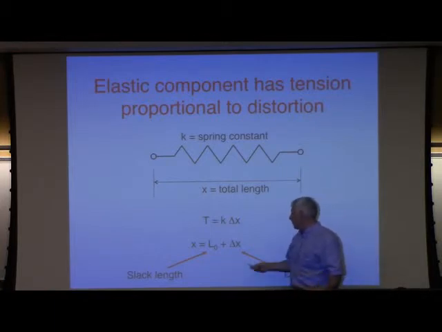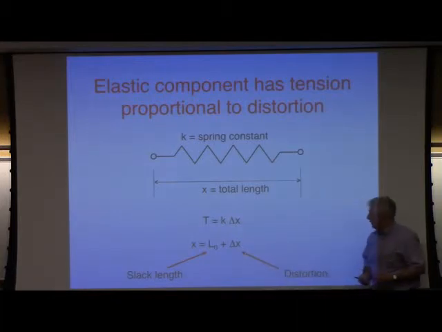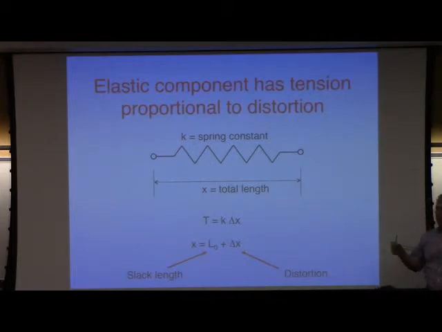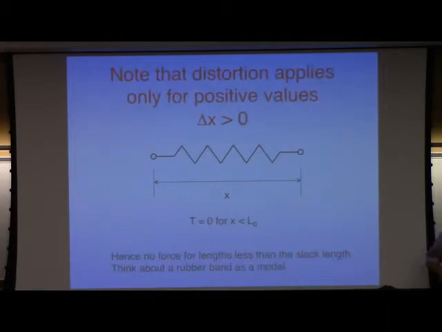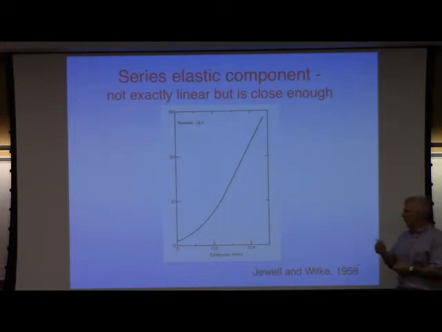So the length is the slack length plus the delta x. You can think of slack length and then the distortion. Obviously, with a real rubber band you're going to get to a point where it gets very stiff, but over a lot of the range, it's going to look sort of like a linear spring. And again, this is just saying that if you go to shorter than slack length, then you get no force out of it. So these aren't really linear elements. Only linear over a certain range.